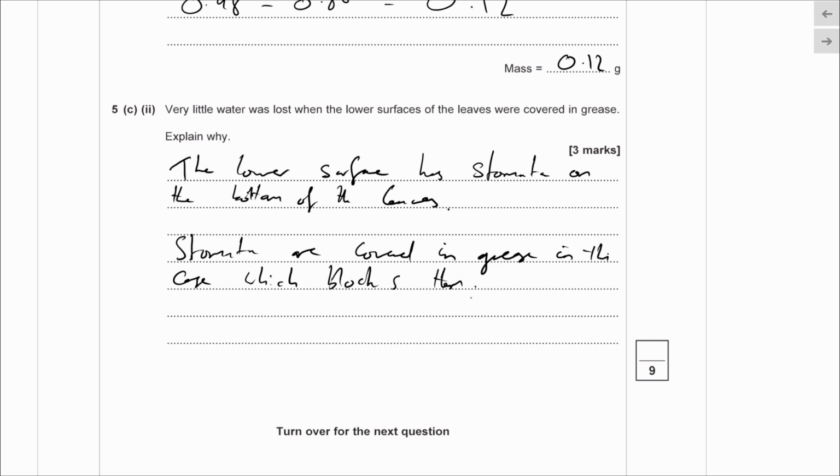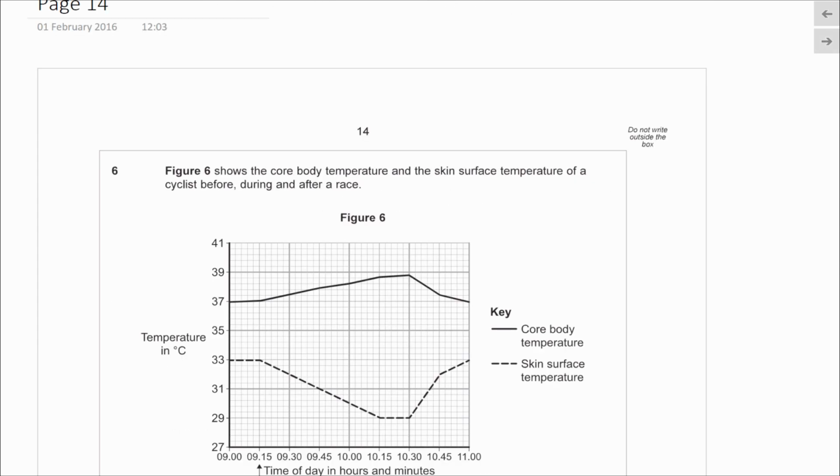All right, now if they're blocked with grease, that means that they can't allow gas in and out, but more importantly, it means that water can't go in and out, so we're not going to be losing water out of the stomata. So therefore, water is not lost from leaves by transpiration. All right, and that's a result of the stomata being blocked. All right, and that's more than enough for those 3 marks. And so we will move on.